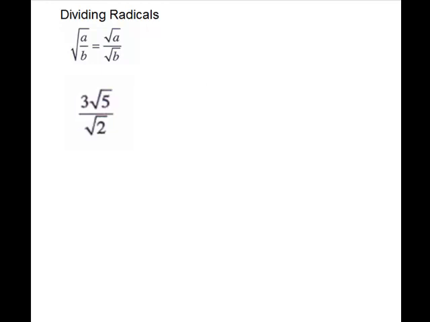For our next problem, 3 times the square root of 5 over the square root of 2. There's not any simplifying we can do right now with the radicals, and so we'll go ahead and rationalize that denominator. So we're going to multiply by the square root of 2 to get the radical off. Do the same to the numerator.